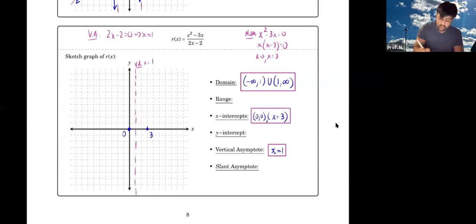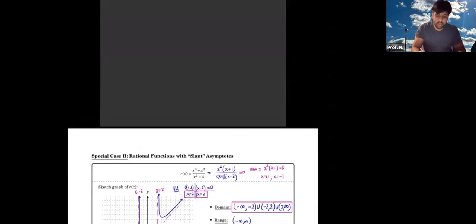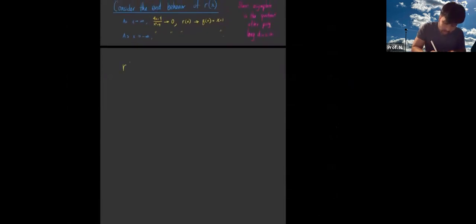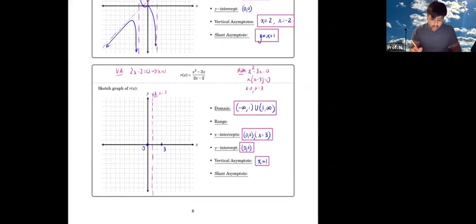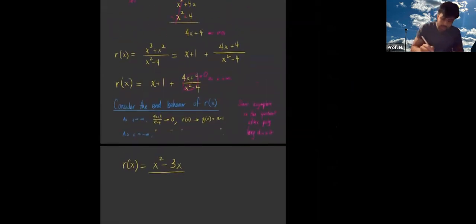The y-intercept is when x equals 0. When we plug in 0, my numerator goes to 0. So we also have 0, 0 as the y-intercept. Okay, so now we're going to go into our slant asymptotes. And to find a slant asymptote, we have to actually divide our function. So we have our function r of x is x squared minus 3x, and this is all over 2x minus 2.